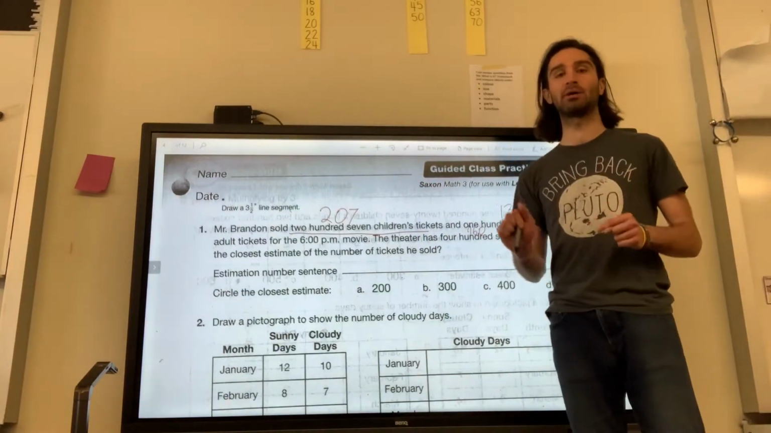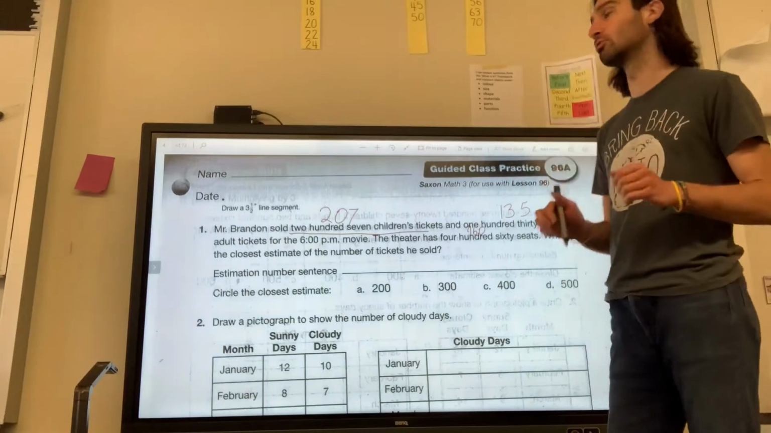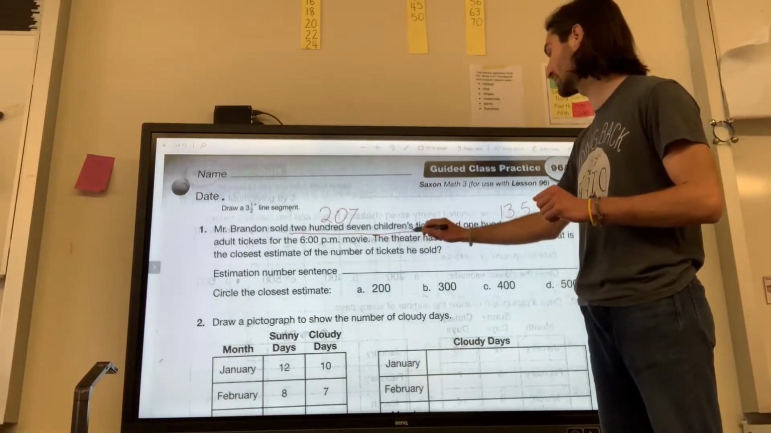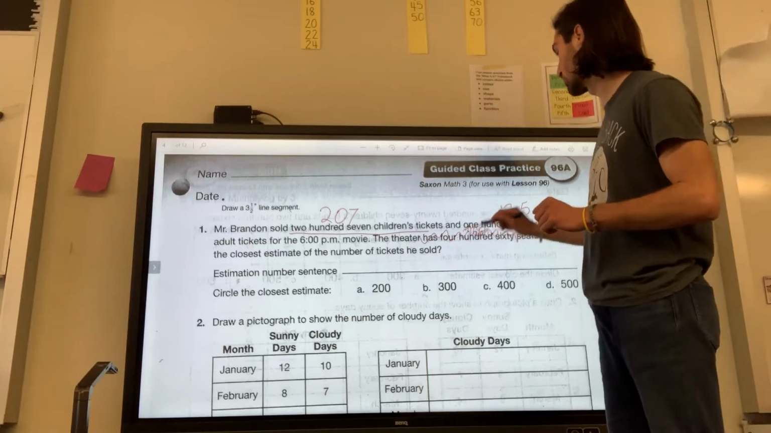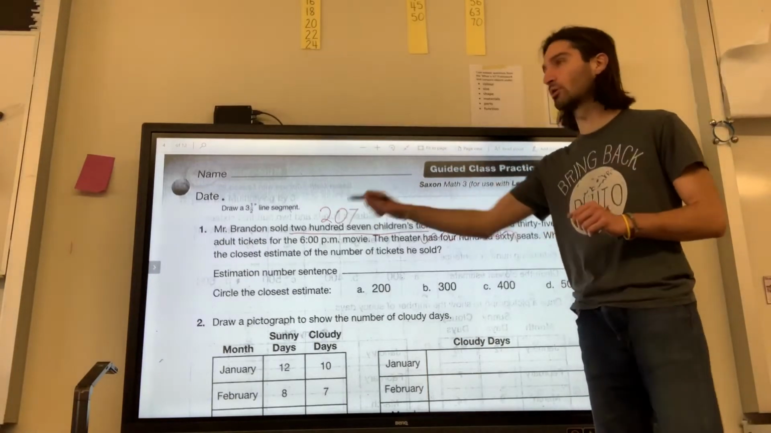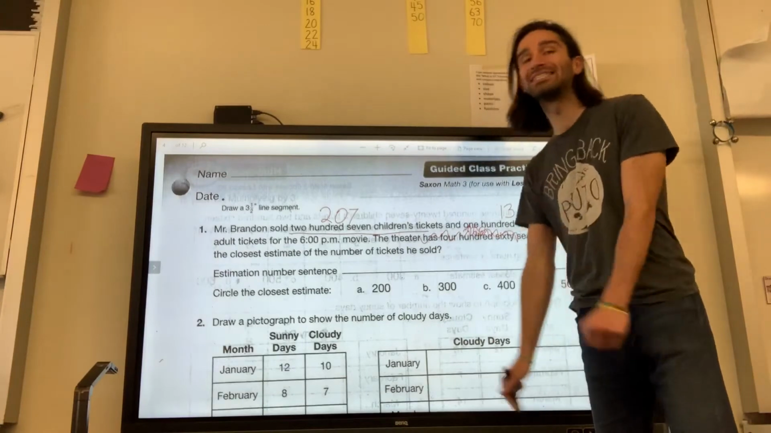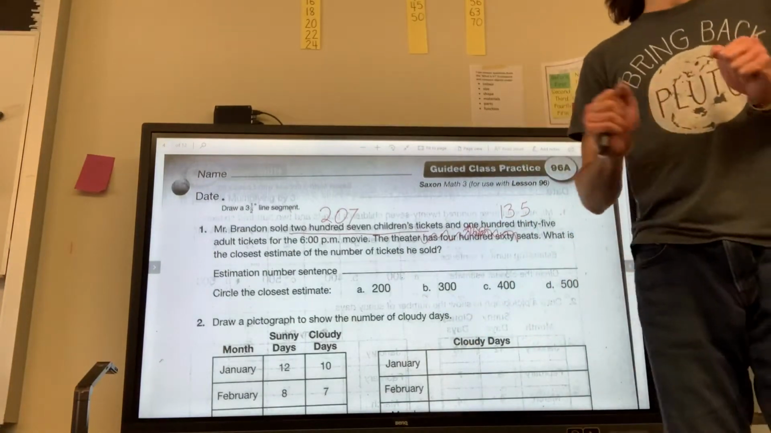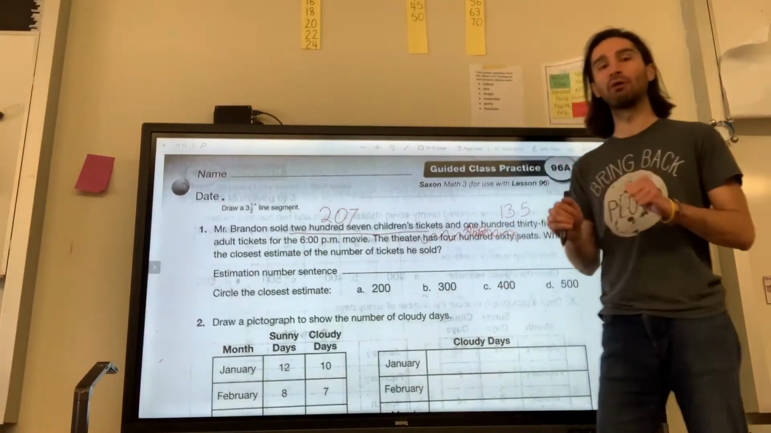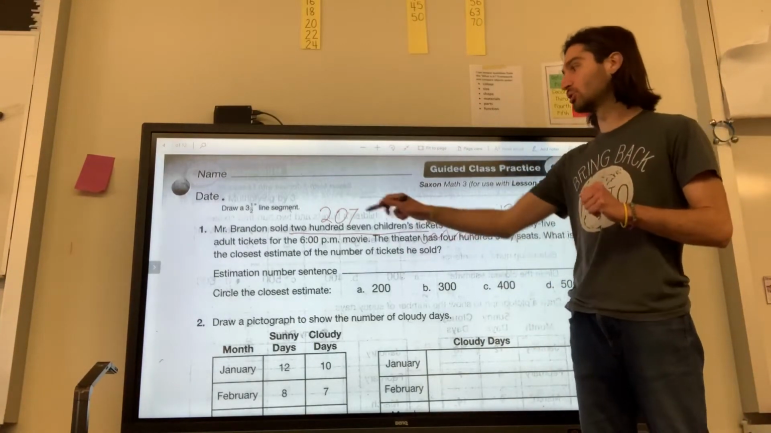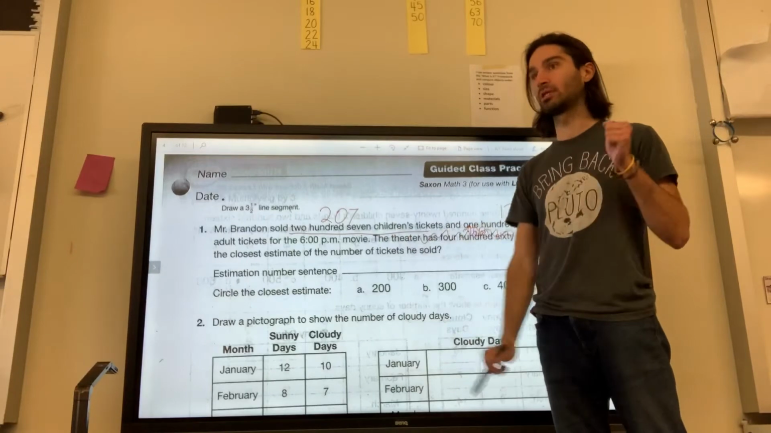So we care about the tickets that were sold. We do not care about the seats, how many seats there are. We just want to know how many tickets there were. But it says estimate. So when we estimate, that means we have to round these numbers. And we're going to round these to the nearest 100, not the nearest 10.